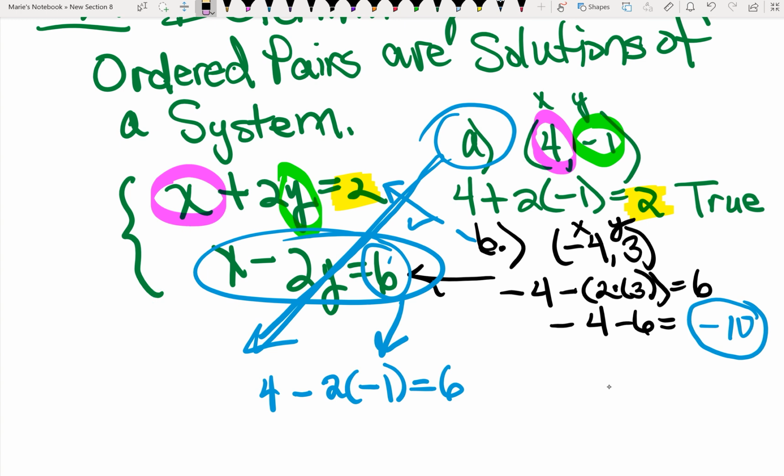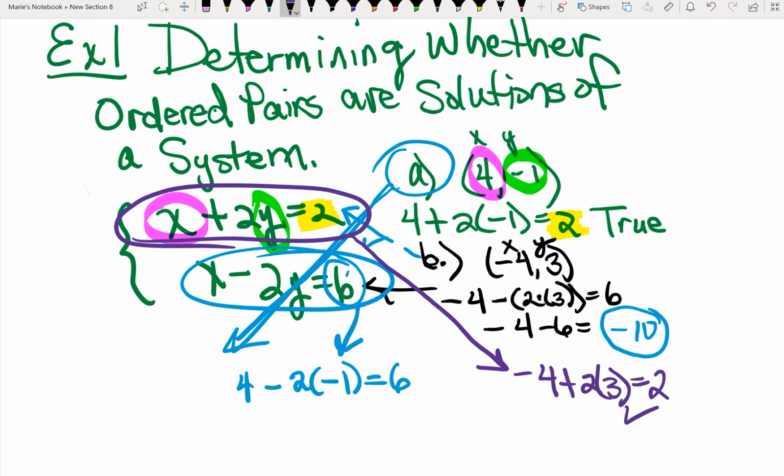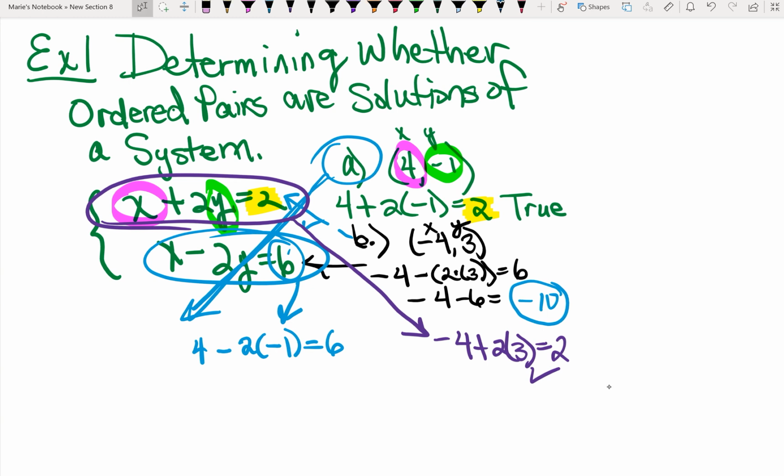My mistake. On B, what I didn't do was the first equation, so let me skip that part over and go back. So I'm using this one for B now. So in this case, I should have negative 4 plus 2 times 3. And this is going to result in positive 2. So that works for the second equation. So in other words, you're going to take this equation and the blue equation, and you'll use the coordinate pair for both. Right? So you'll use that twice.